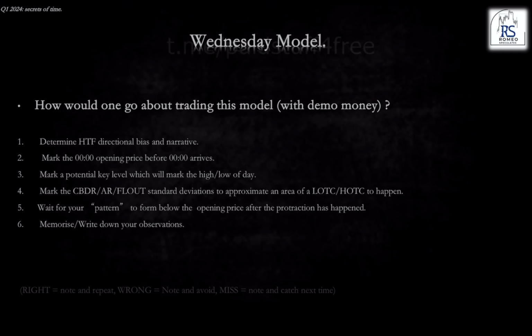of any skill. Number 5 is wait for your pattern to form below the opening price after the protraction has happened. Number 6 is memorize and write down your observations. If you're right, note and repeat. If you're wrong, note and avoid. And if you miss, note and catch it next time. That is the importance of a journal.